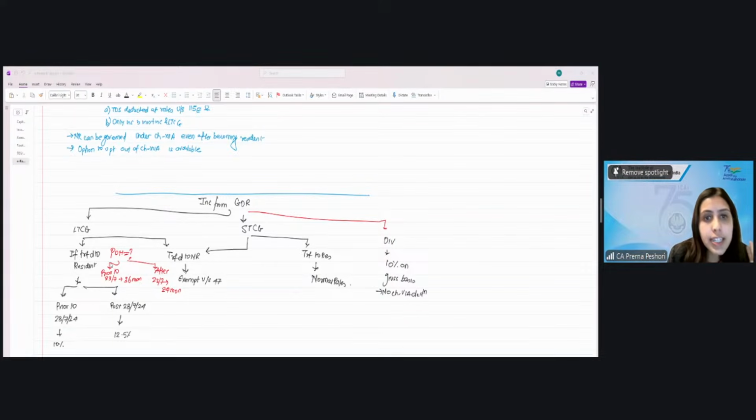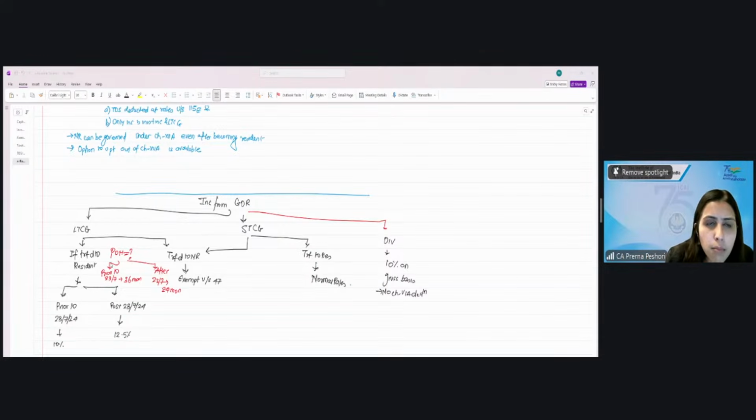Are we clear? Next is income from the bonds of GDR. Now, what are global depository receipts? If any company wants to list on the US stock exchange or any foreign stock exchange, they cannot list directly. They have to list through GDRs. They have to issue the GDRs, which derive their value from the shares of the Indian company.